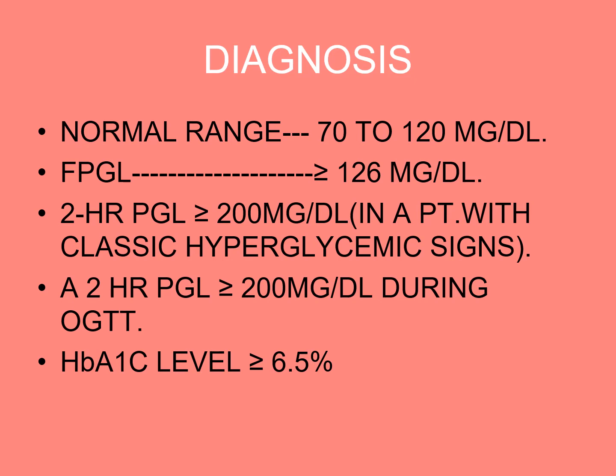HbA1c, A1C level, this is again very important. This is the glycosylated hemoglobin. The level equal to or more than 6.5 is again an indicator of diabetes.